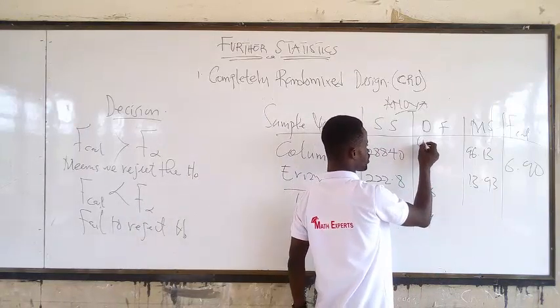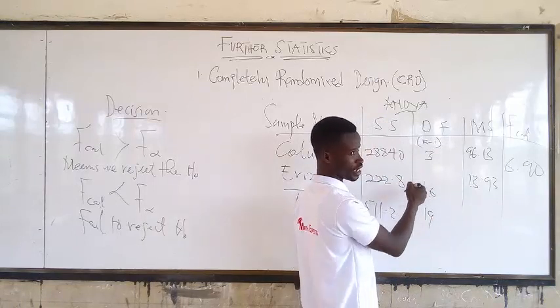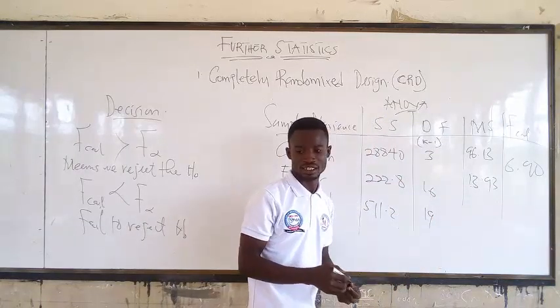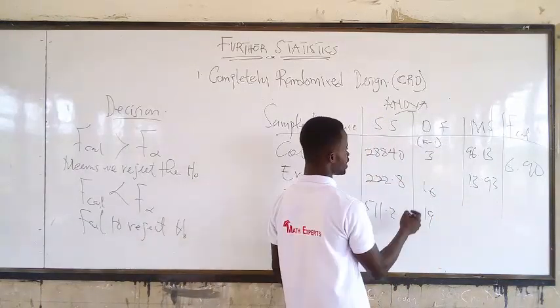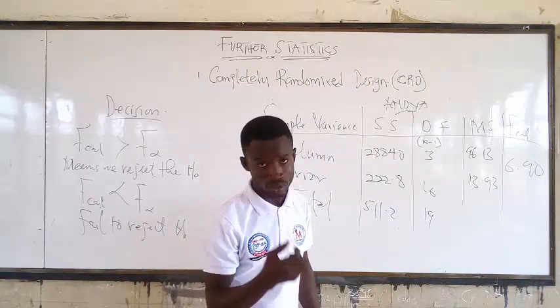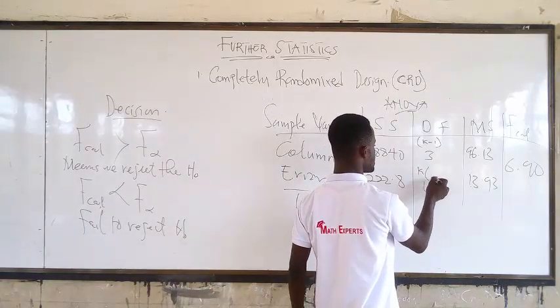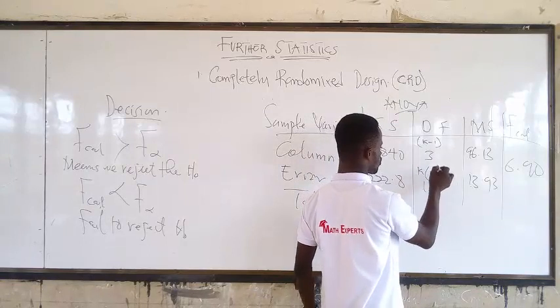You know this degree of freedom is k minus 1. And this degree of freedom is kn minus 1.